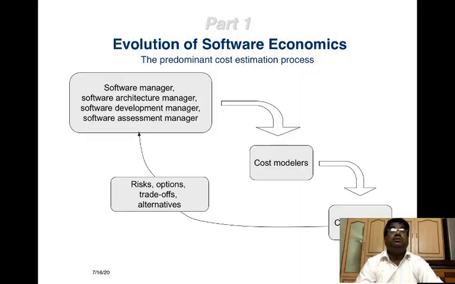The last topic of the first unit is evaluation of software economics: how to estimate the cost. The cost is estimated using cost models. The people involved in cost estimation are the software manager, architecture manager, development manager, and assessment manager. These 4 important people are responsible for identifying the cost of the project, and they use any one of the cost models to estimate it.